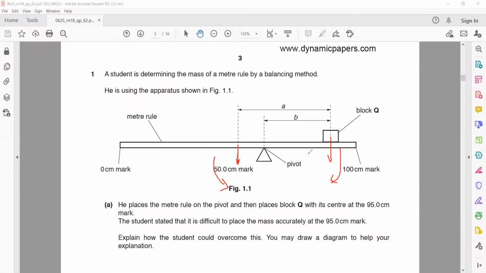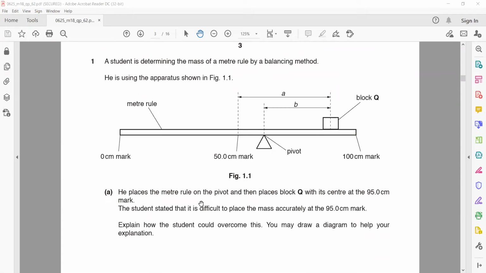When clockwise and anti-clockwise moments are equal, then we can use the law of conservation of moment: the force multiplied by distance, which is causing a clockwise moment, is equal to the force multiplied by distance, which is causing an anti-clockwise moment.